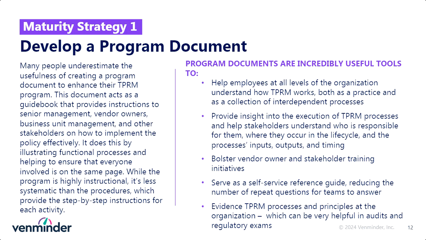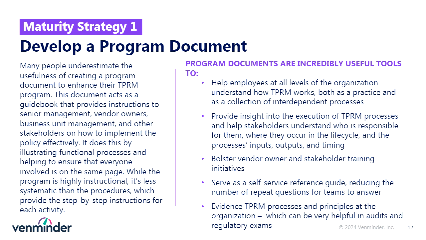So, it's probably safe to assume at this point that most of you do have your third-party risk management policy and you probably have procedures. Less common is the program document. This is going to be your first maturity strategy because a lot of people really don't understand just how useful this document can be.